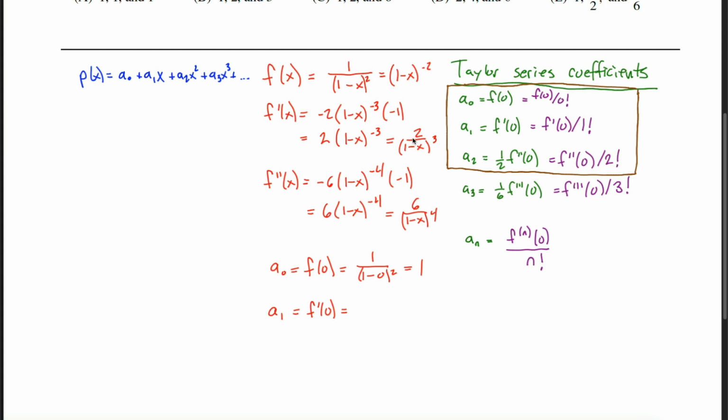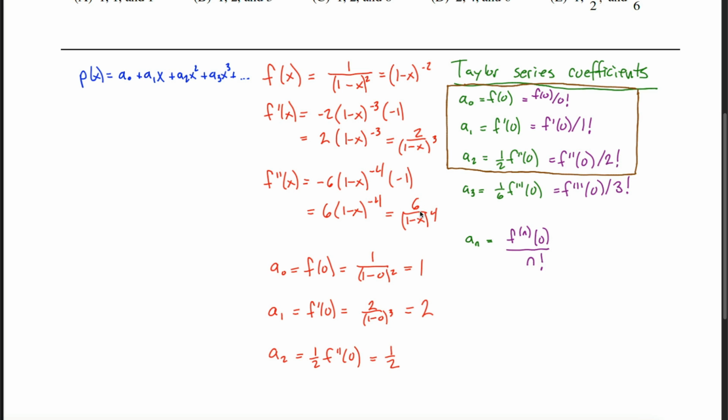a1 is just equal to f prime of 0. F prime of x up here is 2 over 1 minus x cubed. So f prime of 0 would be 2 over 1 minus 0 cubed. In other words, 2 over 1. In other words, 2.